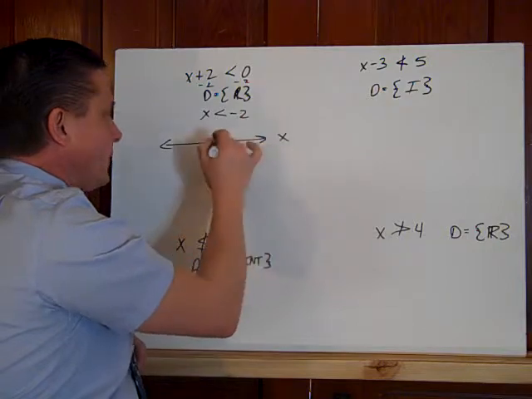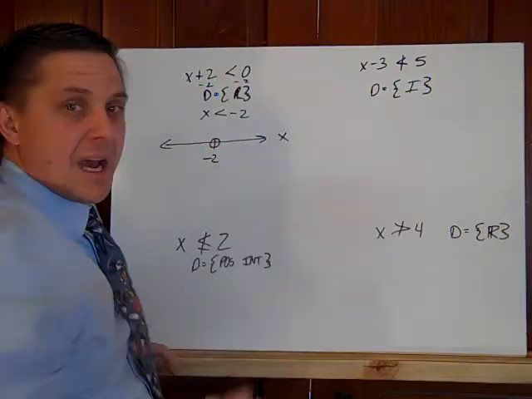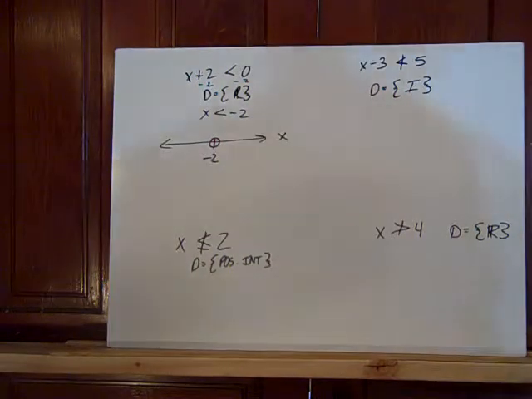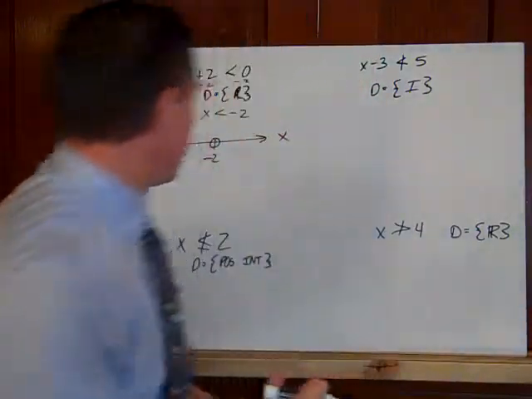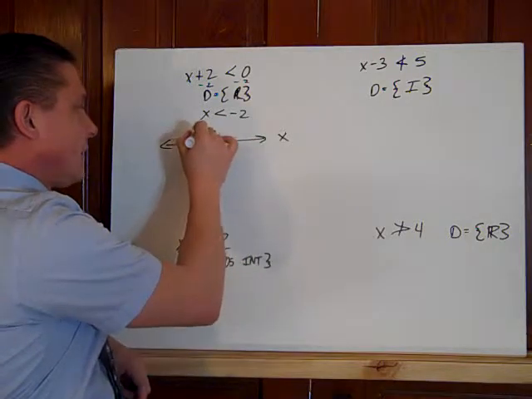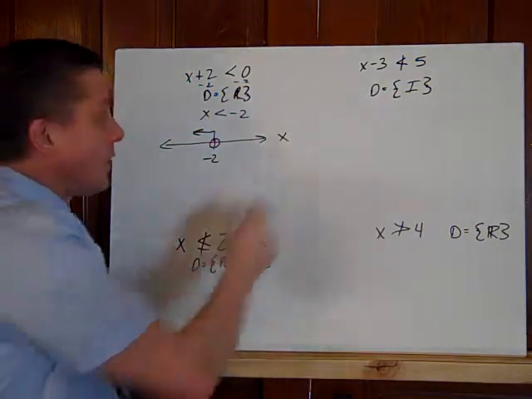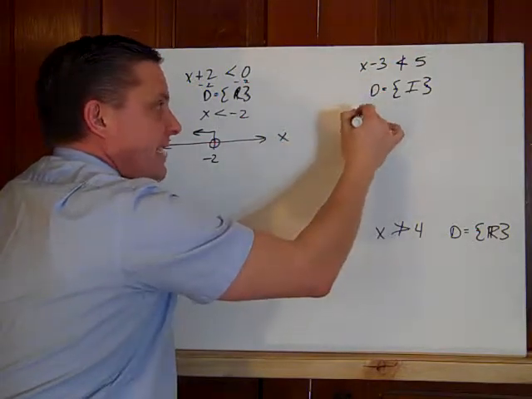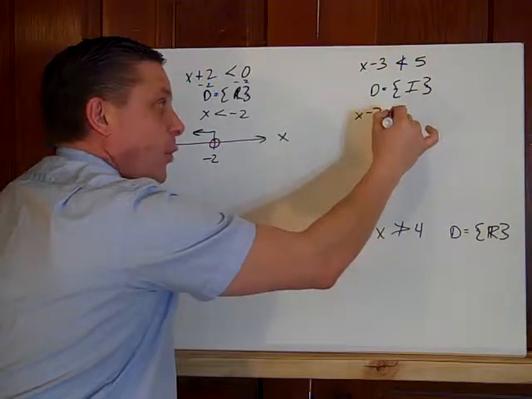Alright, well we have x, -2. And we have to go to the left. Less than is to the left. Over here we have x minus 3 is not less than 5. Well, that means x minus 3 is greater than or equal to 5.